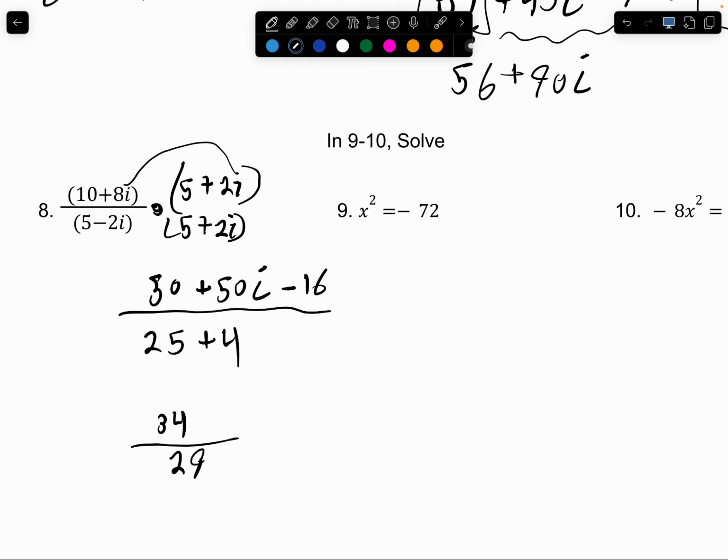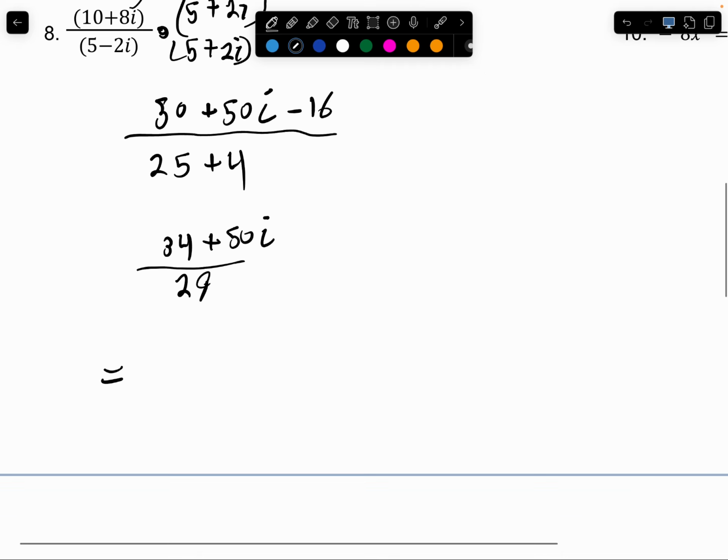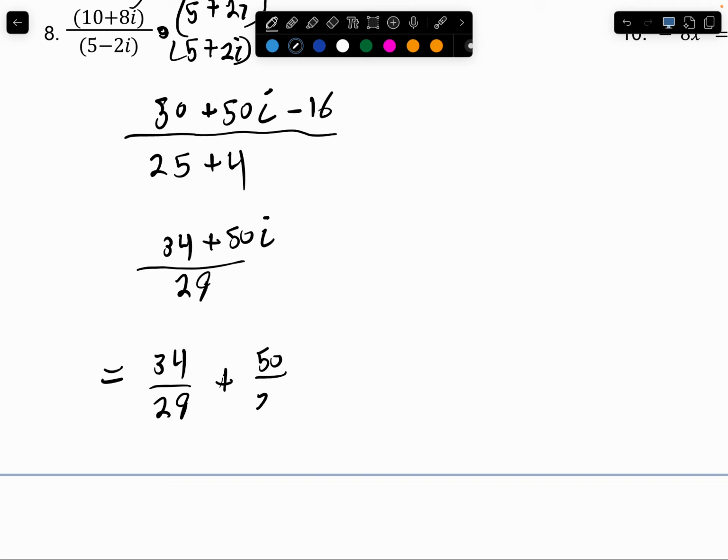Is that right? 50 take away 16 plus 50i. Okay, equals 34 over 29 plus 50 over 29i. That's the a plus bi format.